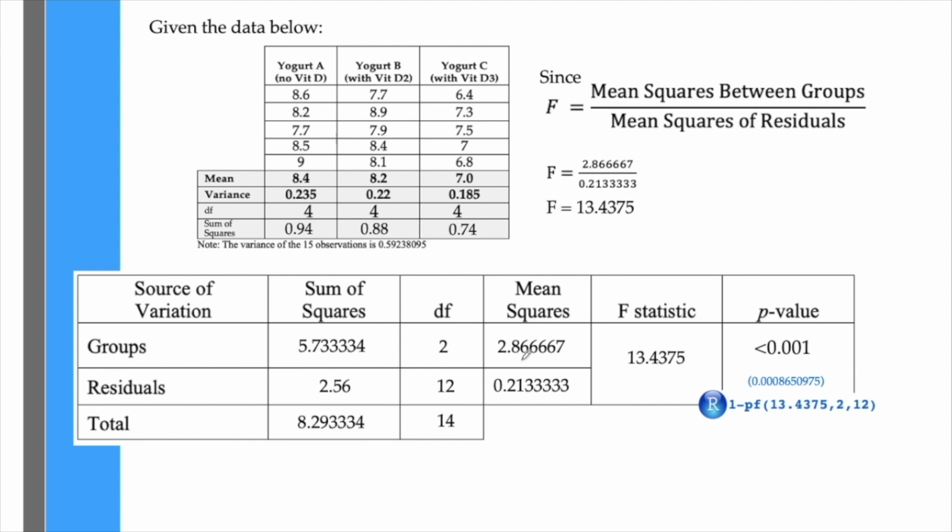And eventually, we computed for the mean squares, which are basically sum of squares divided by DF. So 5.73 divided by 2, we had this value. 2.56 divided by 12, we have this value. And eventually, we divide these two values, which leads to 13.4375.